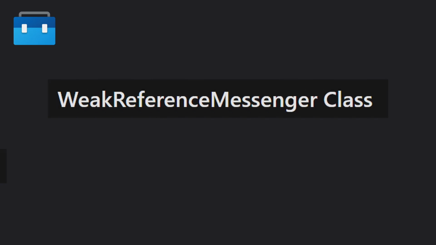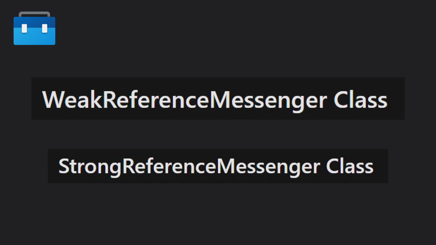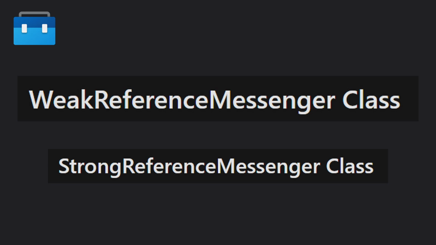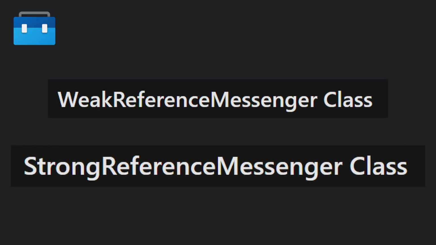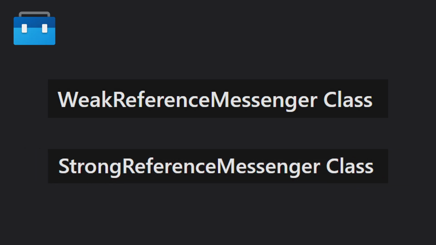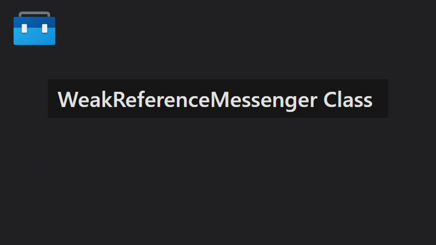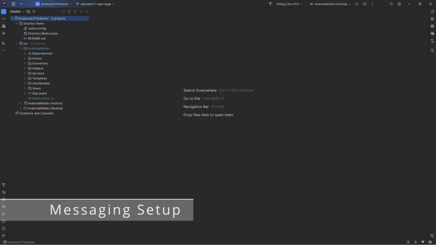The MVVM toolkit provides two implementations out of the box, a weak reference messenger and a strong reference messenger. The former uses weak references internally, as you may guess from the name, offering automatic memory management for recipients, for instance, while the latter uses strong references and requires developers to manually unsubscribe their recipients when they are no longer needed. But in our case, the weak reference messenger is more than enough. Alright, let's go back to the project.